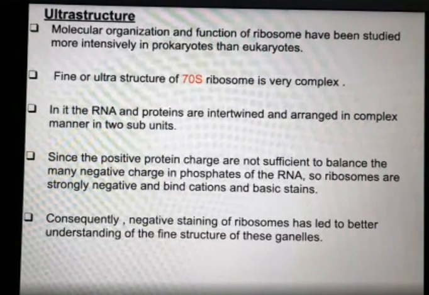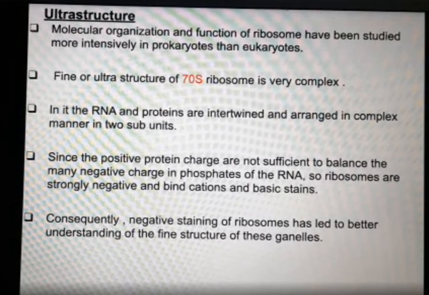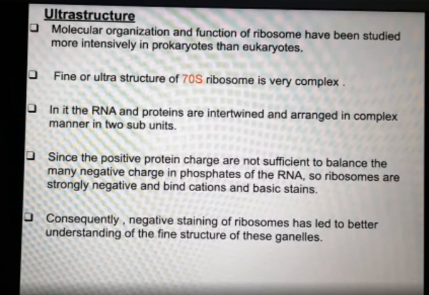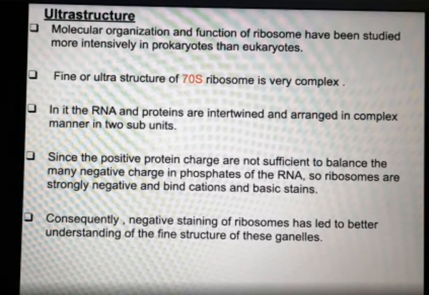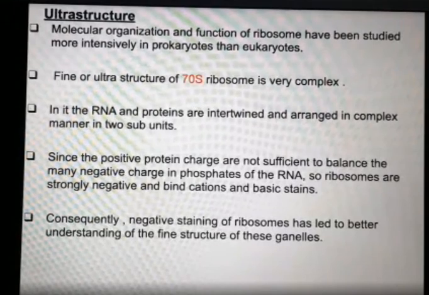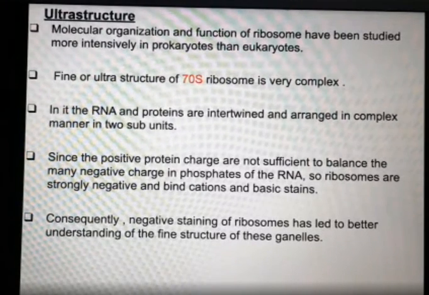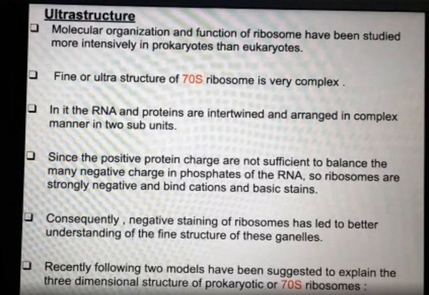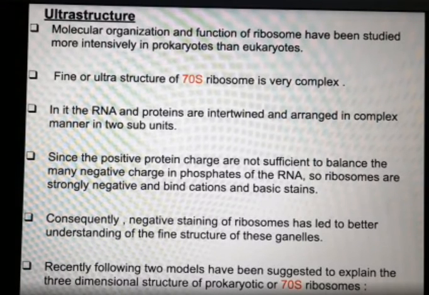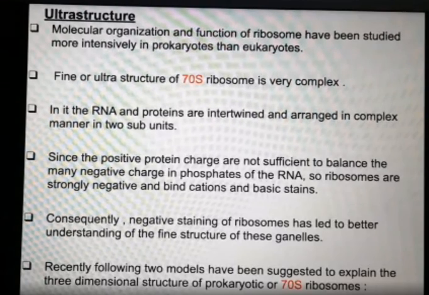Actually, this is the experimental part, how these ribosomes were stained with different stains, and then they were studied under different microscopic conditions. Recently, two models have been suggested to explain the three-dimensional structure of the prokaryotic ribosome, that is the 70S ribosome.